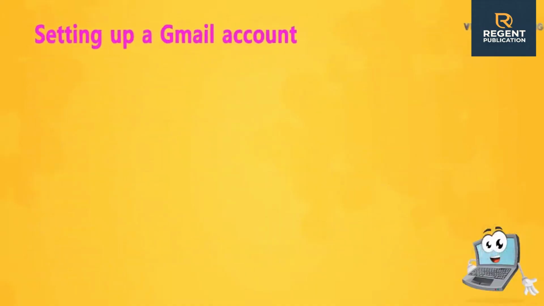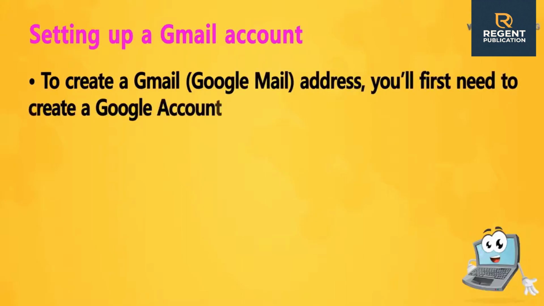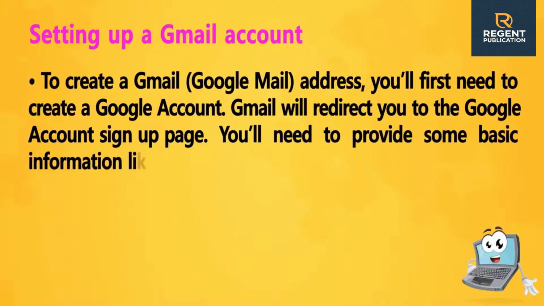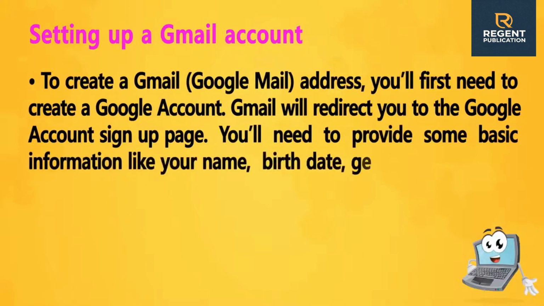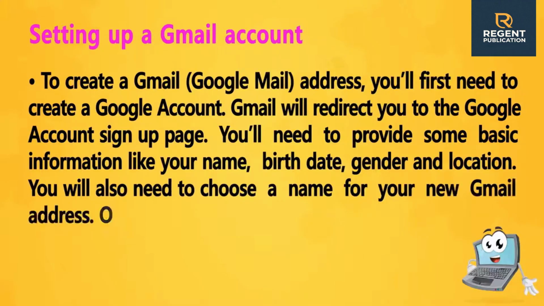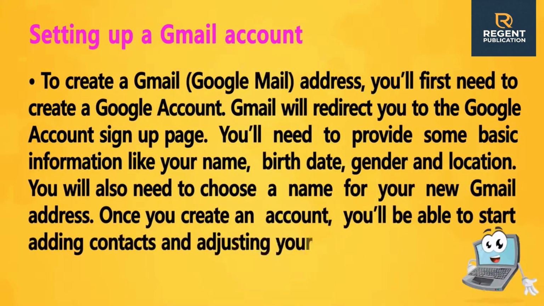Setting up a Gmail account. To create a Gmail, Google Mail, address, you will first need to create a Google account. Gmail will redirect you to the Google account sign-up page. You will need to provide some basic information like your name, birth date, gender, and location. You will also need to choose a name for your new Gmail address. Once you create an account, you will be able to start adding contacts and adjusting your mail settings.